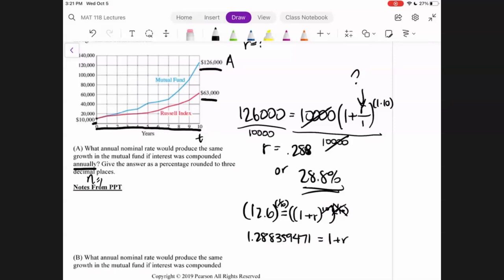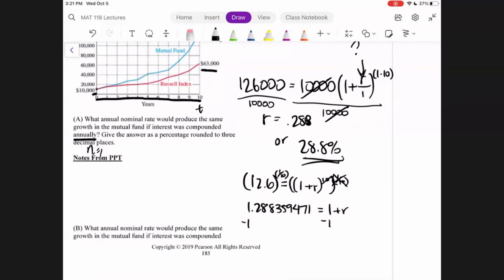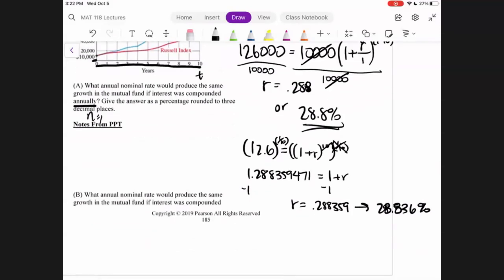And then I just subtract 1 on both sides to get r by itself. So r is 0.288359, which we can say is 28.83, and we're going to say 6. If you want to be meticulous, 28.836. So if you want to practice this, you could do the second part here, B.